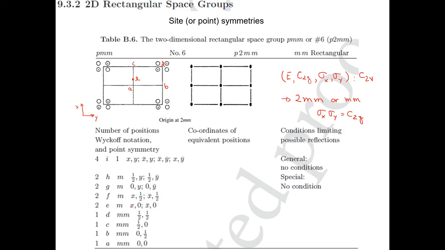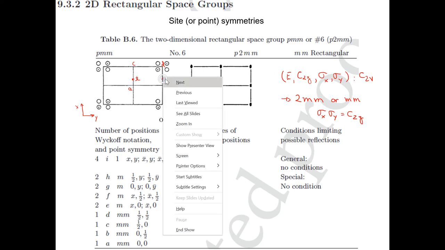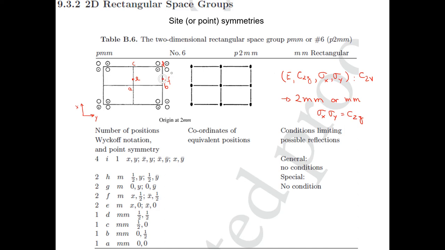And site F is X, 1 half. So this is site F. And site G is 0, Y, and site H is 1 half, Y. And finally, site I is any XY point. Anyone. Let me call it this guy right here. That's just I.